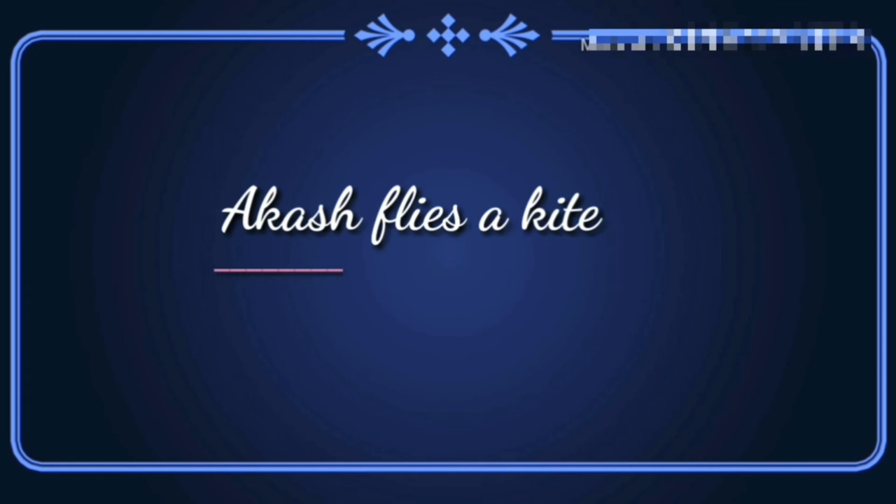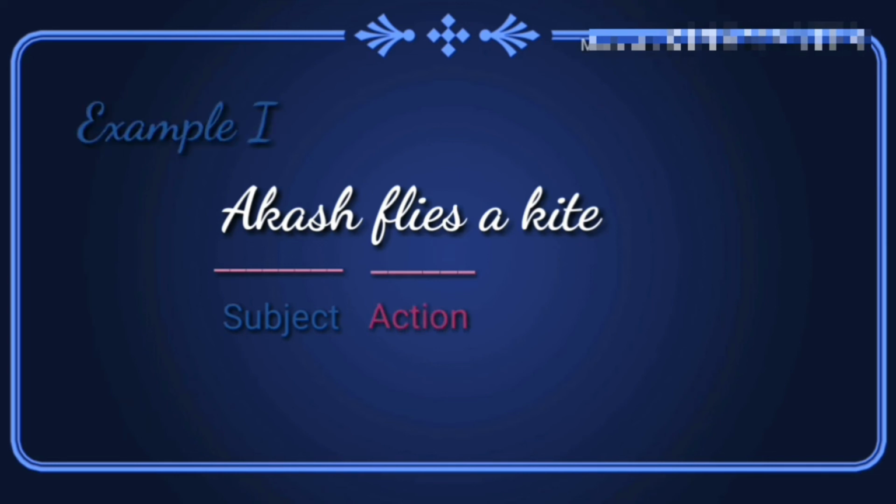Akash flies a kite. So here we can notice Akash is our subject, flies an action, and kite, it is an object. Why? Because Akash, that is a person, he is performing an action and he is performing that action upon the kite. तो क्योंकि डायरेक्टली जो पर्सन है वो काइट के ऊपर एक्शन कर रहा है, सो kite here will be our object.